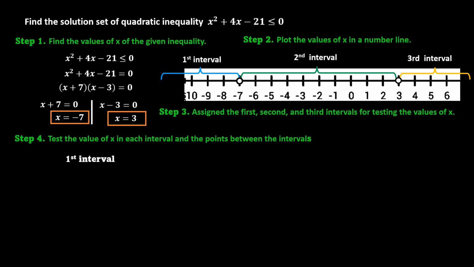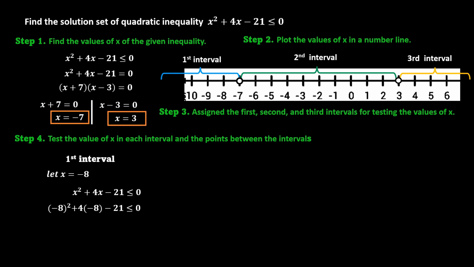From the first interval choose any number as a value of x. I chose negative 8 for the first interval. Let x be equal to negative 8. Get the given inequality, which is x squared plus 4x minus 21 is less than or equal to 0. Then, substitute the value of x, which is negative 8. So, we have negative 8 squared plus 4 times negative 8, minus 21, is less than or equal to 0.